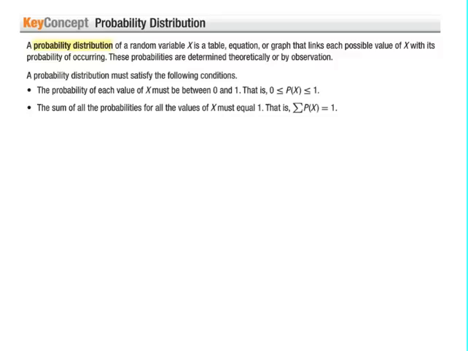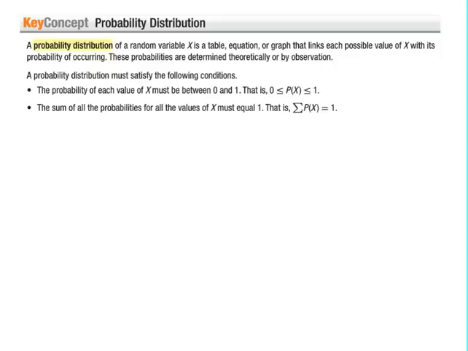So let's go ahead and look at this. This is taken from your book on page 665. It talks about a probability distribution. A probability distribution of a random variable is a table, equation, or graph. So it can be 3 things that links each possible value of X with its probability of occurring.